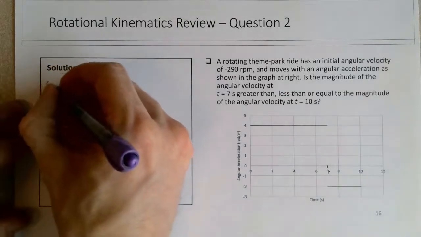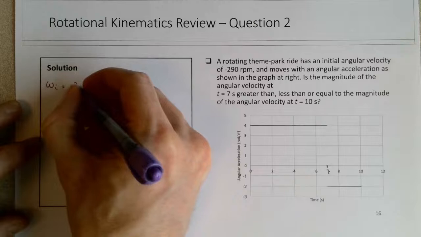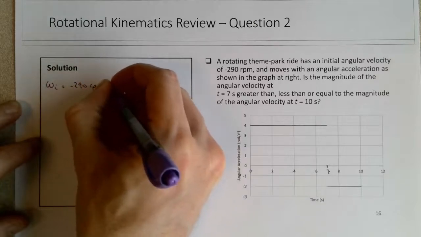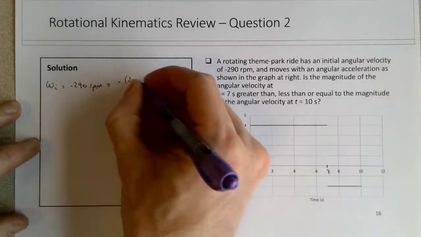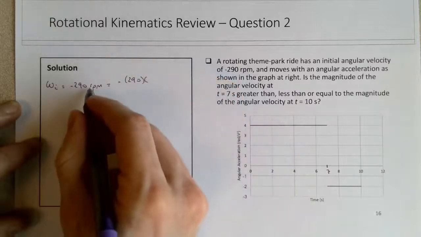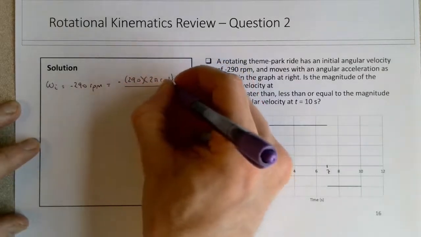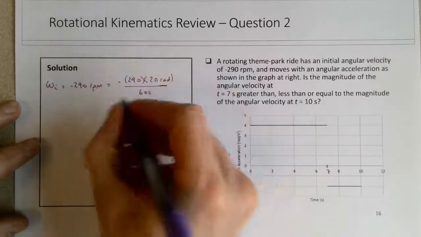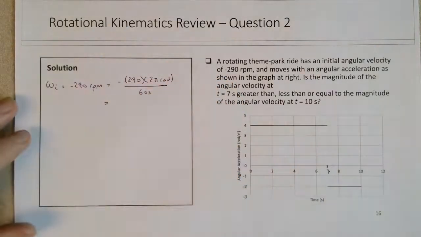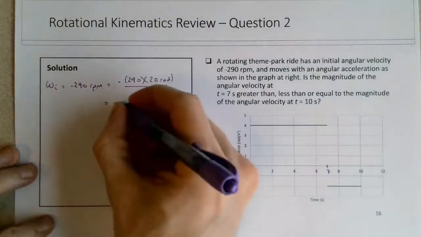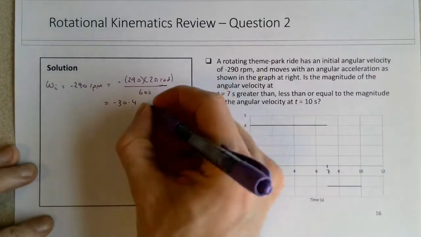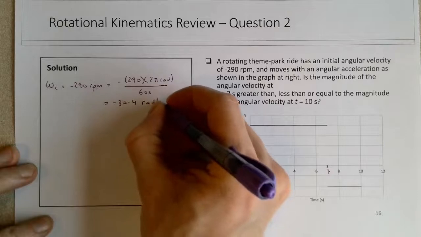radians per second. So omega i is negative 290 RPM, which is negative 290 times, every revolution has 2 pi radians, and every minute has 60 seconds. So this works out to be negative 30.4 radians per second.